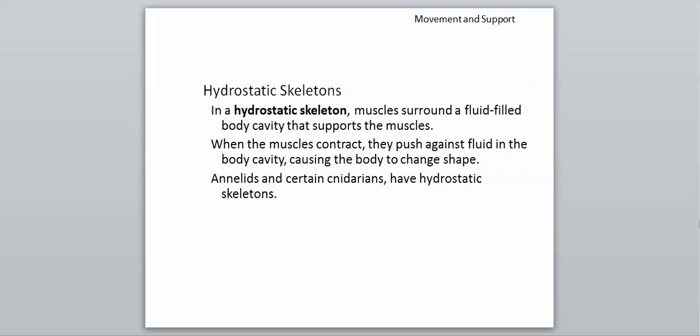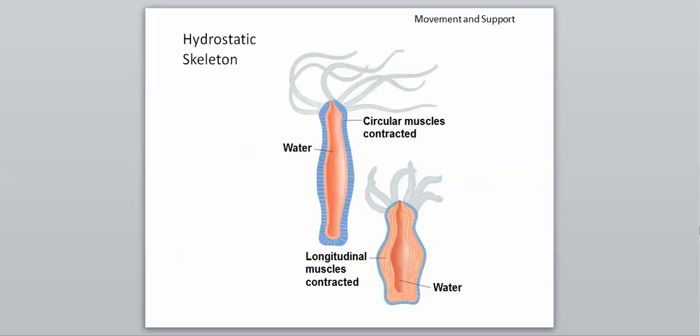So it's literally a mixture of water, or some type of fluid, and muscles. When it contracts, it pushes the fluid into the body cavity, and the body changes shape. It's found in annelids, and some of our cnidarians have this hydrostatic skeleton. So again, here is the hydrostatic skeleton with our muscles going along the outside. Those muscles contract, it pushes on the fluid or water on the inside, and that causes whatever cnidarian or annelid to change shape.